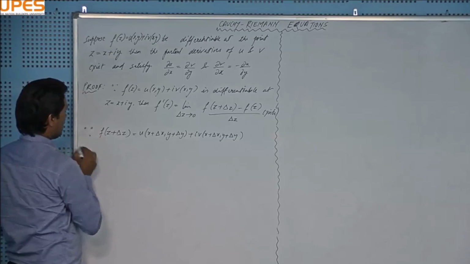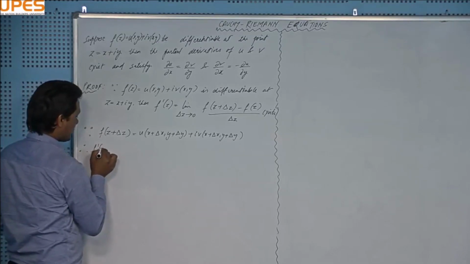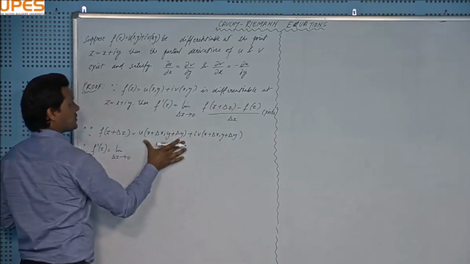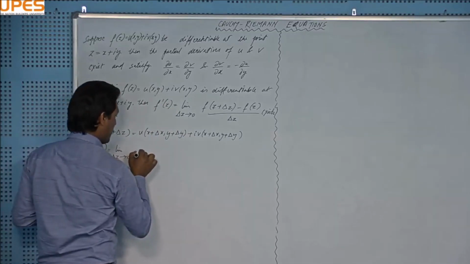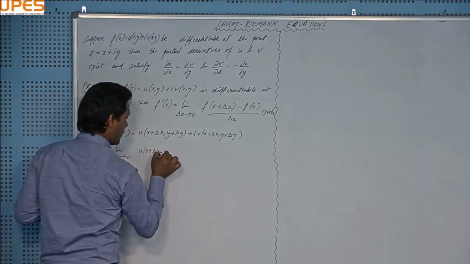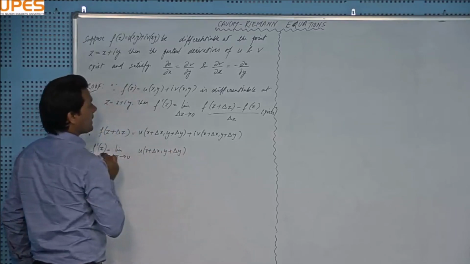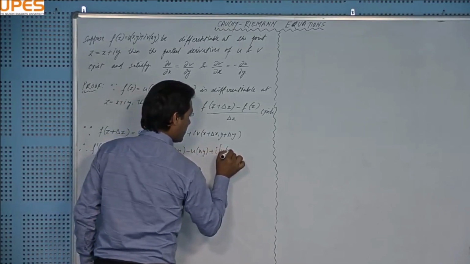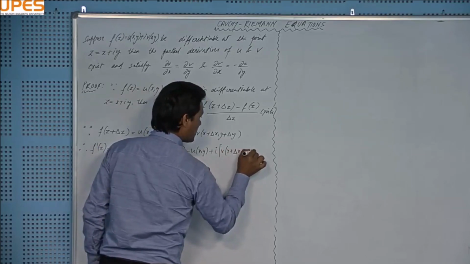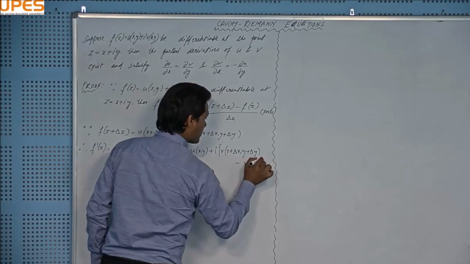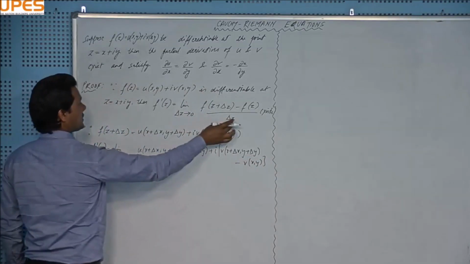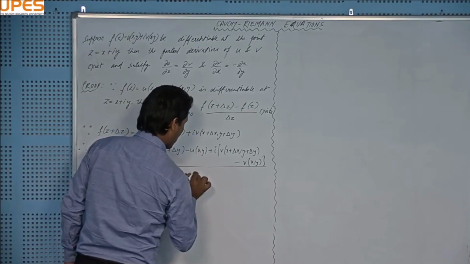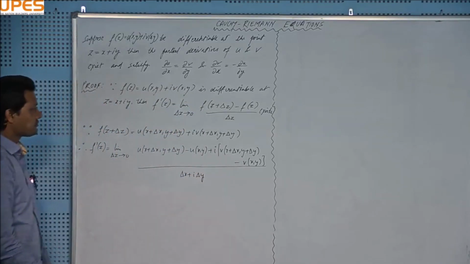therefore f'(z) = limit as Δz tends to 0 of this minus this value, or you will write it as u(x + Δx, y + Δy) - u(x,y) + i times (v(x + Δx, y + Δy) - v(x,y)), and this is divided by Δz, which is Δx + iΔy, right?